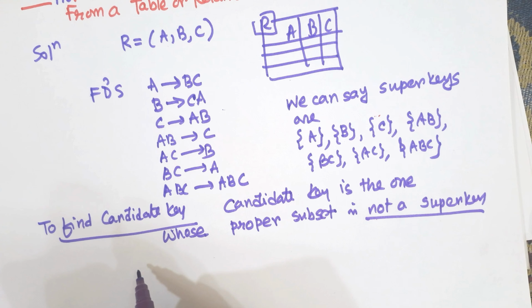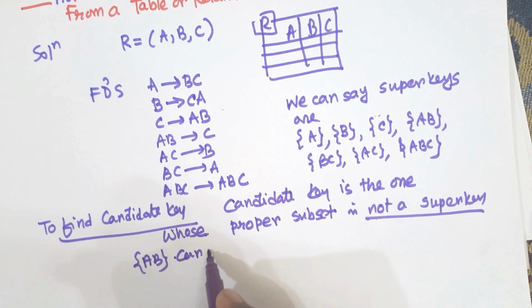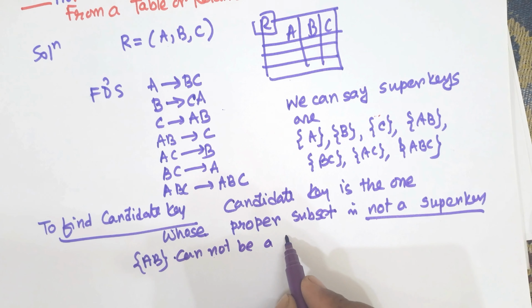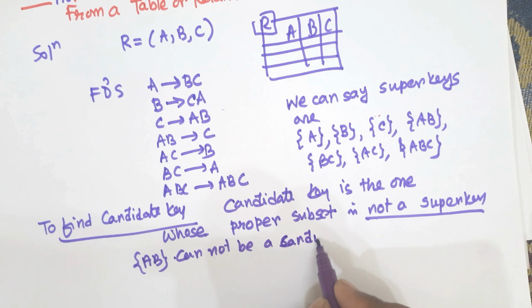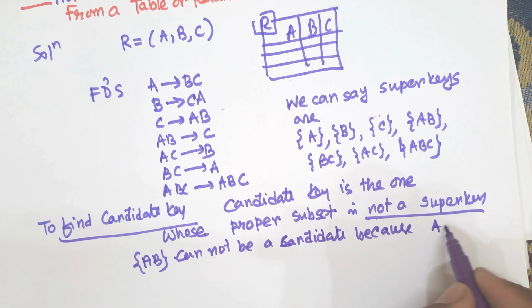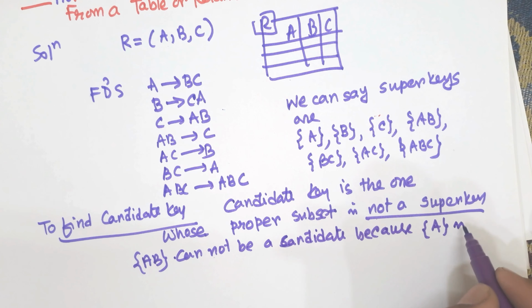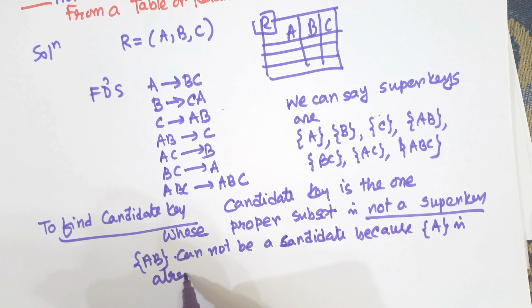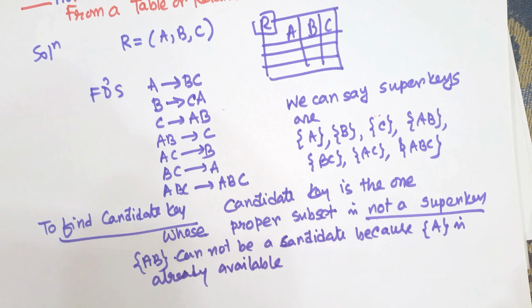Here, AB cannot be a candidate key. Why? Because A is already available. As A is a proper subset of AB, AB cannot be a candidate key because A independently exists here. So AB cannot be a candidate key.